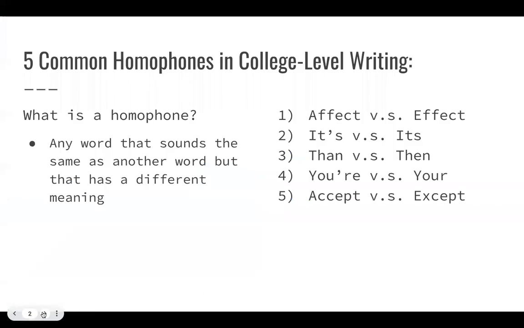First, you should know what a homophone is. A homophone is any word that sounds the same as another word, but that has a different meaning. The 5 common homophones that you see in college level writing most often are affect versus effect, it's versus its, than versus then, you're versus your, and accept versus except. We're going to talk about each.